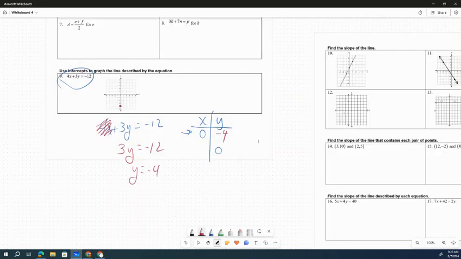Follow that, I hope. To find the x-intercept, I'm going to set the y equal to 0. So I have 4x plus 3y equals negative 12, and I set y equal to 0. So 3 times 0 is 0. You're left with 4x equals negative 12, so x is negative 3. That means my x-intercept is over here at negative 3.